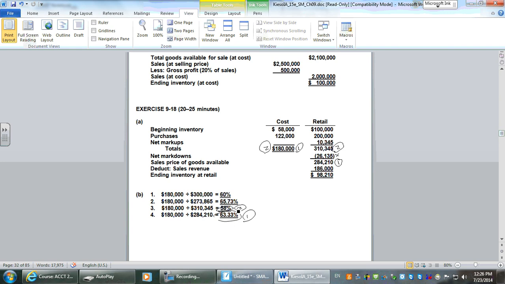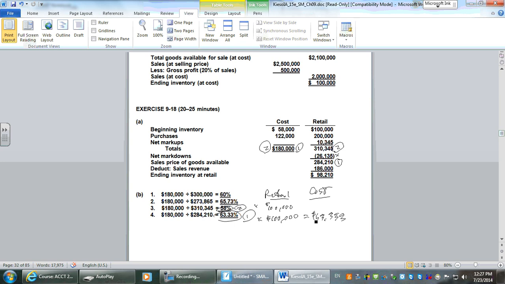Now think about what will happen here. Let's say your ending inventory at retail is 100,000. Compute your ending inventory at cost then, using those two. What is it at cost? If you have a different estimate of the cost percentage, what's going to happen to you? If I take 63.33% of 100,000, I get 63,333 as my ending inventory.